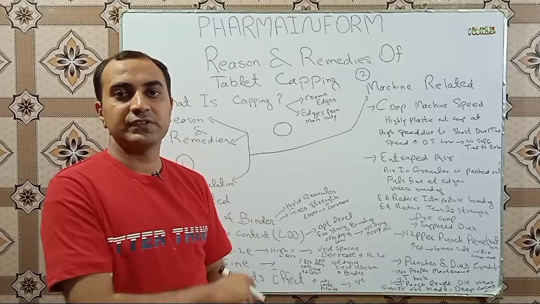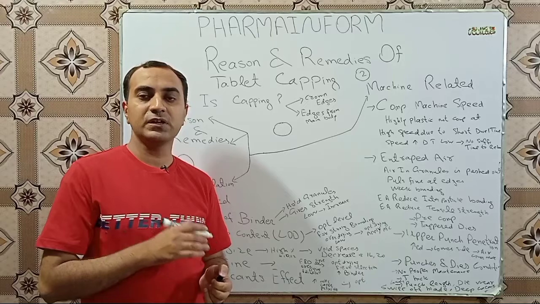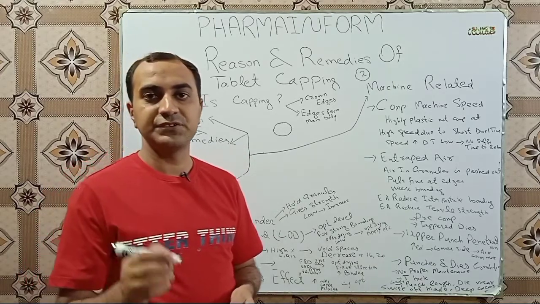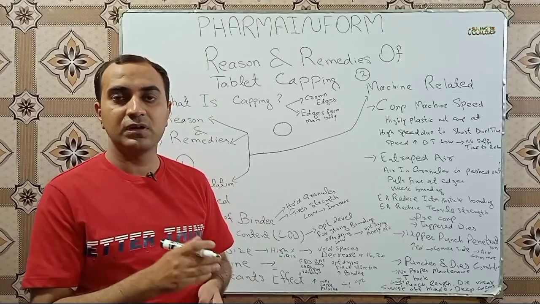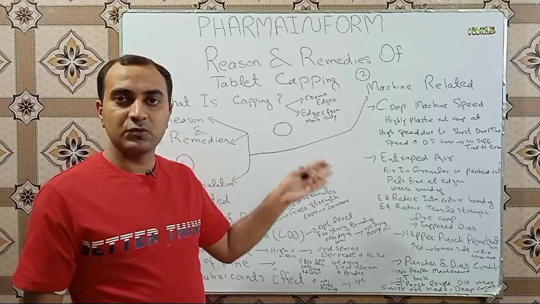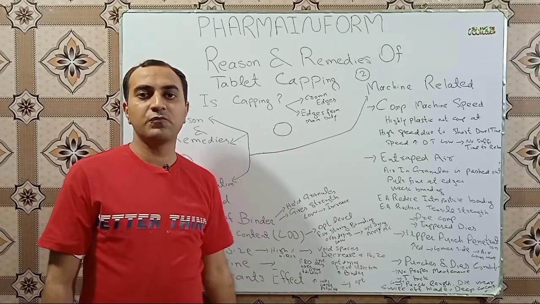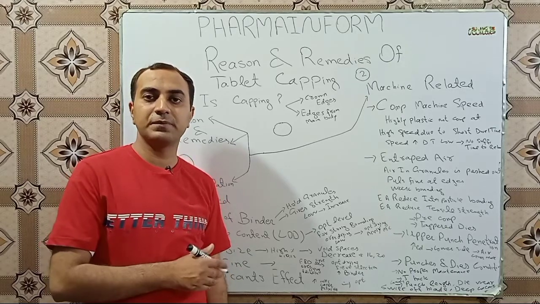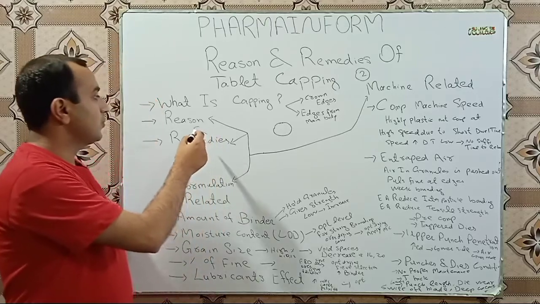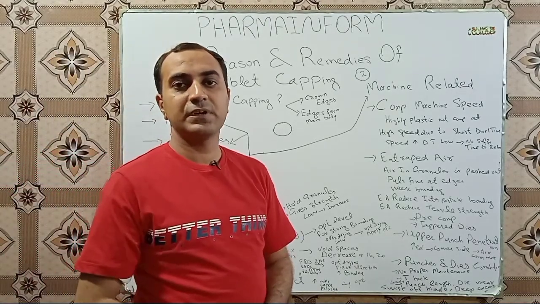We will discuss lamination problem in separate video. Here we will discuss only a capping problem. So in capping, only the edges are broken down, not the whole tablet is broken. So again we will repeat the definition. The removal of crown edges of the tablet is known as capping. So what are the reasons and remedies of tablet capping?